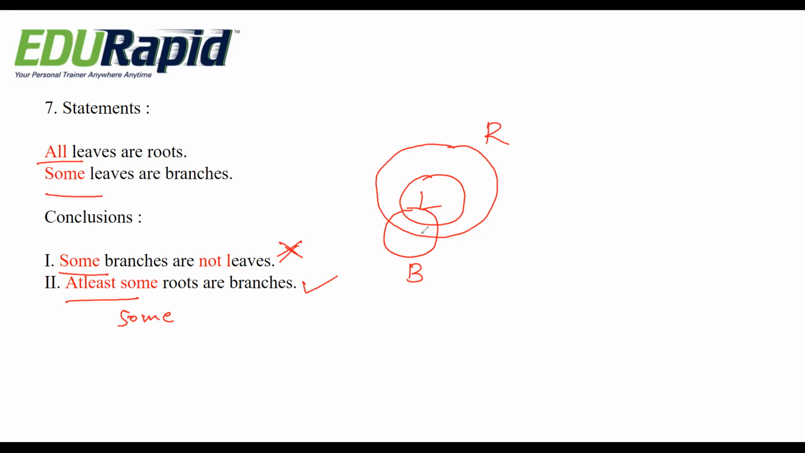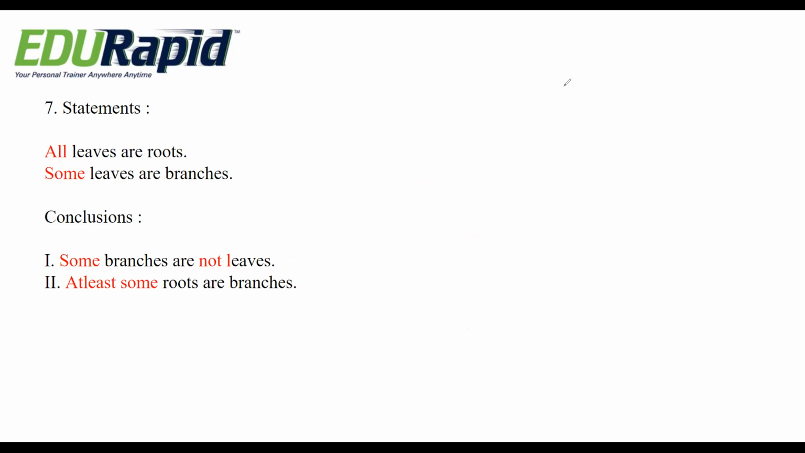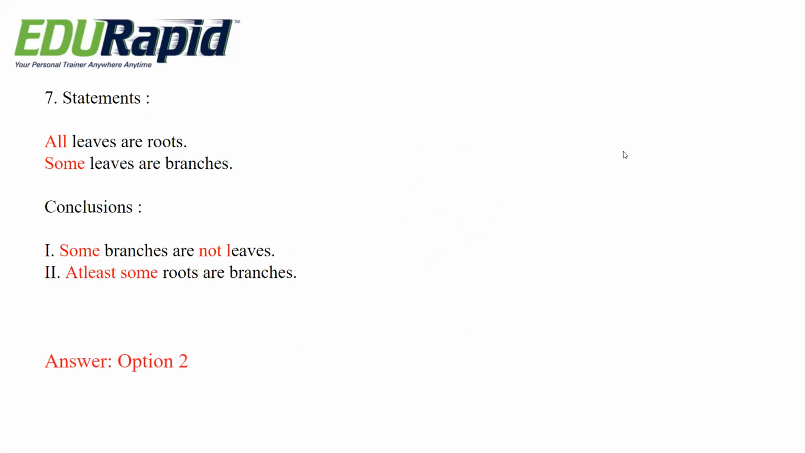Yes, it follows, because roots and branches are interconnected circles. Here this is the R circle and this is the B circle. Both are connected to each other. So we can say that only conclusion 2 follows. That is option 2, only conclusion 2 follows.